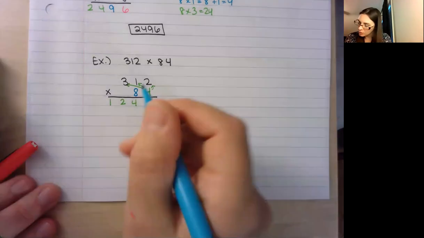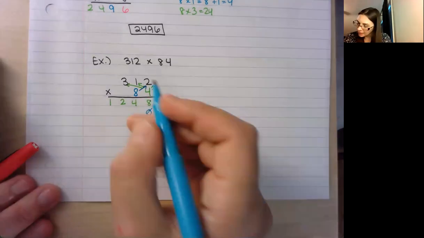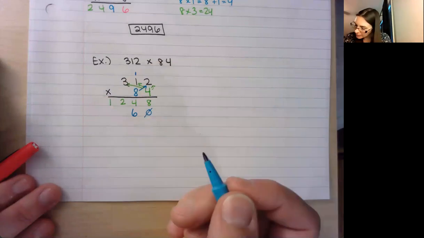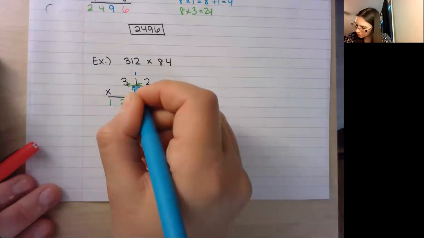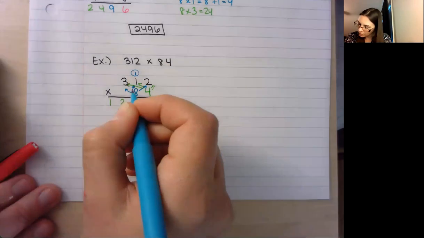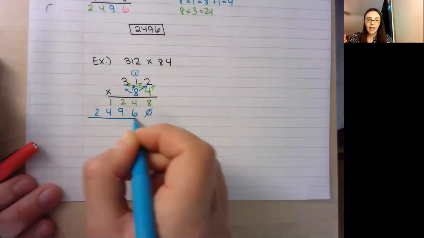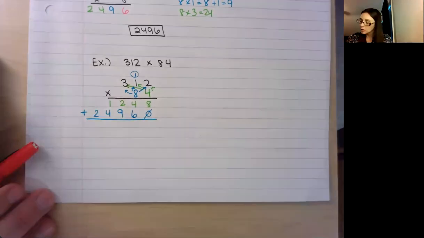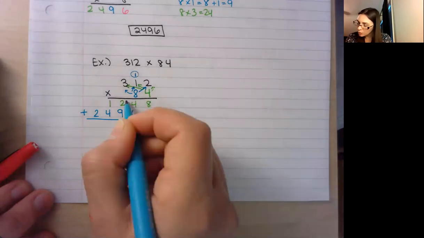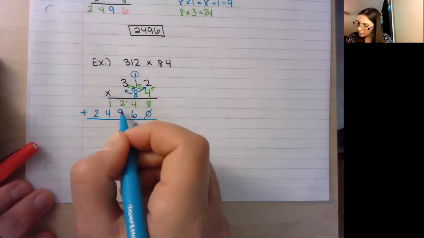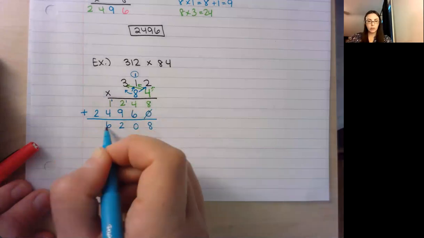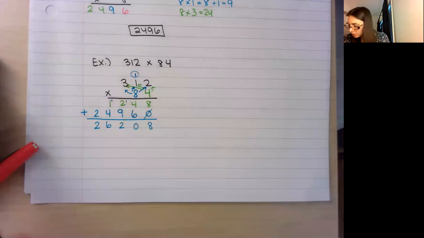So now I start with the 8. I'm going to do 8 times 2, which is 16. So I put the 6, again, starting under the 8, and I carry the 1. Now I do 8 times 1, which is 8, plus the 1, which is 9. And then I do 8 times 3, which is 24. Once you have that done, you are going to add your rows. So I have 8, 6 and 4 is 10, carry the 1. 2 plus 1 is 3 plus 9 is 12, carry the 1. 1 and 1 is 2, plus 4 is 6, and then 2. So my answer here is 26,208.